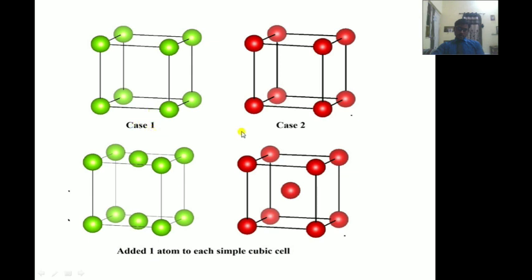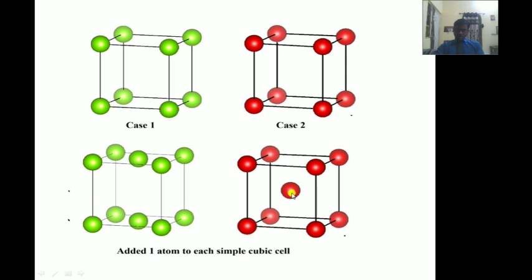In case 1 and in case 2, I just add one atom. This atom is sharing half its portion to this face and the other half to the nearest neighboring unit cell, and this is also half portion sharing to this unit cell of this face, and the remaining half is sharing to the bottom of the nearest image cell. That means the total contribution of the added atom is 1 in this simple cubic, but the position is simply different as compared to case 2.